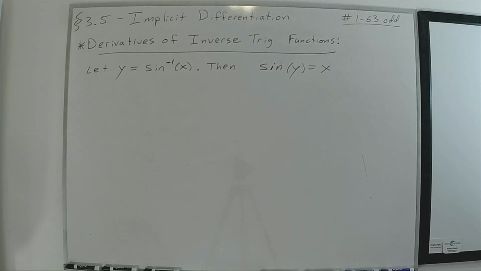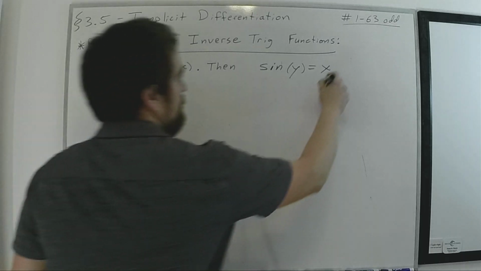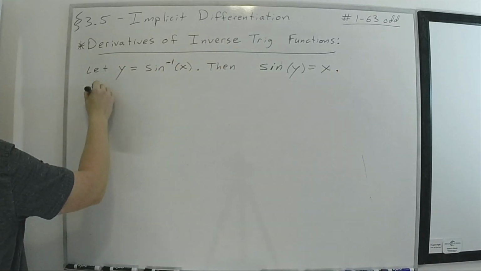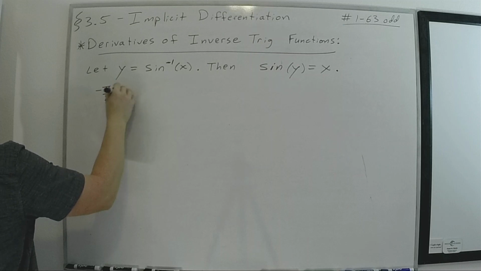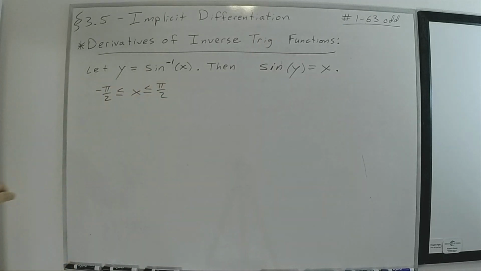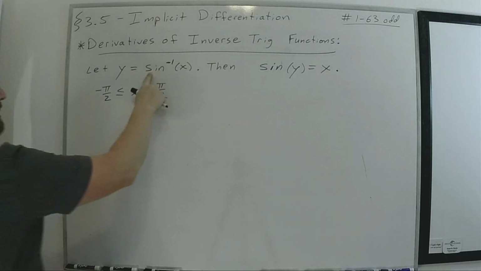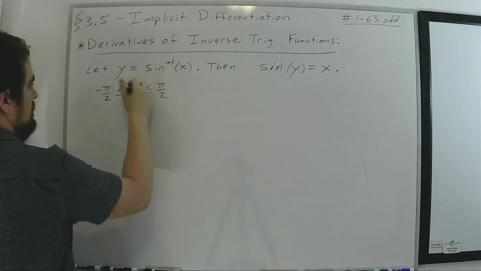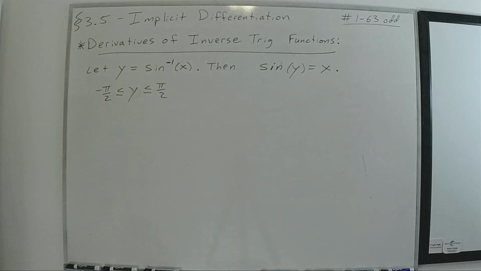But when you look at the sine inverse function, x has to be between negative pi over 2 and positive pi over 2. Or I'm sorry, I should say for sine inverse of x, y has to be between negative pi over 2 and positive pi over 2.